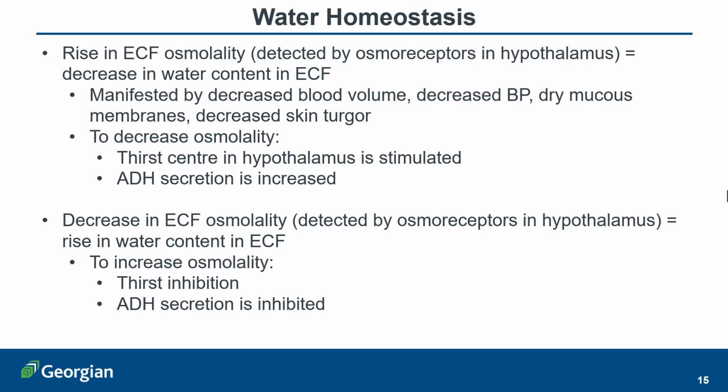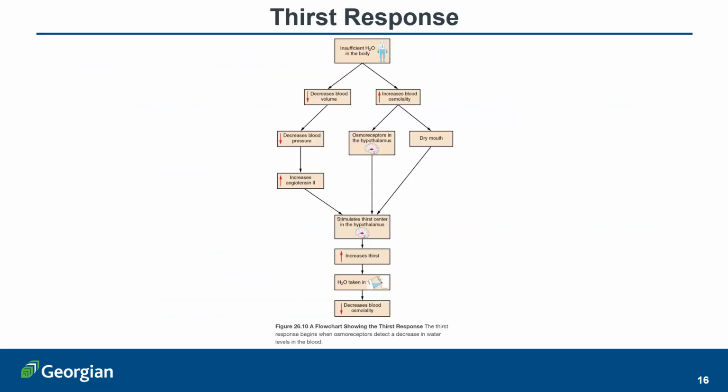In the opposite manner, if there is a decrease in the ECF osmolarity due to a rise in the water content in the ECF, now we want to increase the osmolarity. How do we increase osmolarity of the ECF? By thirst inhibition and by inhibiting the secretion of ADH in order to decrease the water content in the ECF and ultimately increase ECF osmolarity.